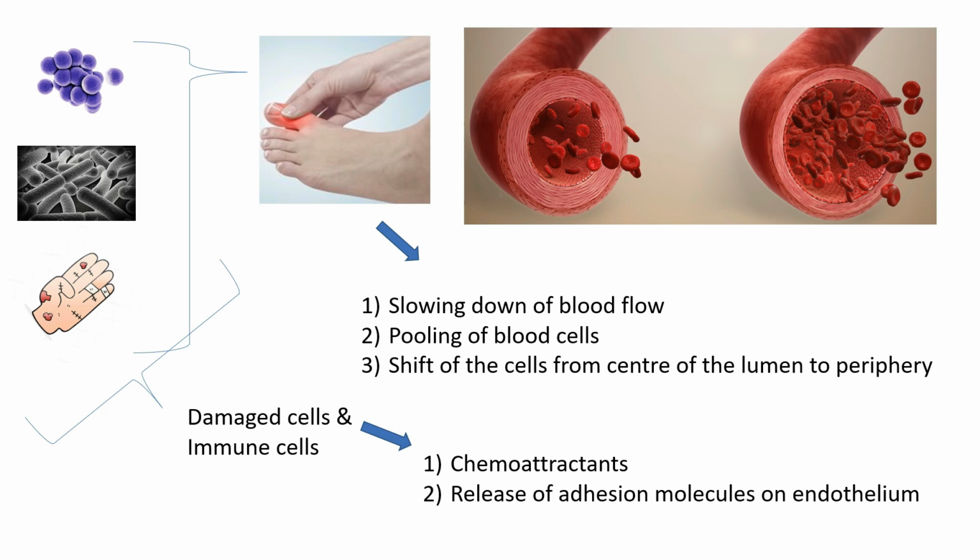The process of neutrophilic chemotaxis starts when bacteria enter into the tissue or by a tissue injury. This results in an immediate inflammatory response that involves vasodilation. As soon as there is vasodilation, there is slowing down of blood flow. This is followed by pooling of blood cells. There is also a shift of the cells which are flowing in the center to the periphery. Whenever there is tissue damage or infiltration, the damaged cells and also immune cells produce chemoattractants and also release adhesion molecules on the endothelium.